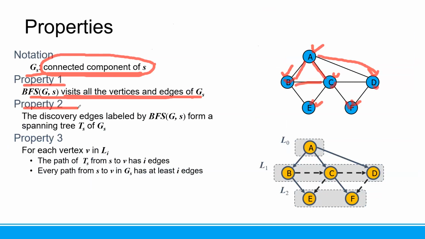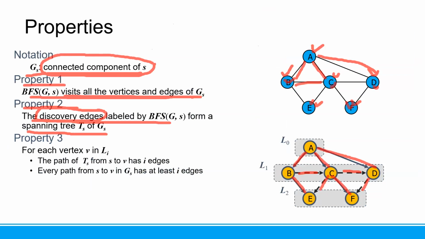And then property two: the discovery edges labeled by BFS form a spanning tree. So this is the spanning tree. Okay. The discovery edges are the spanning tree. The cross edges are not included in the spanning tree.